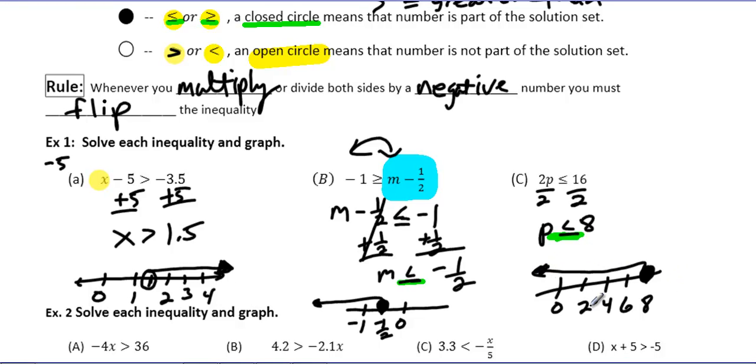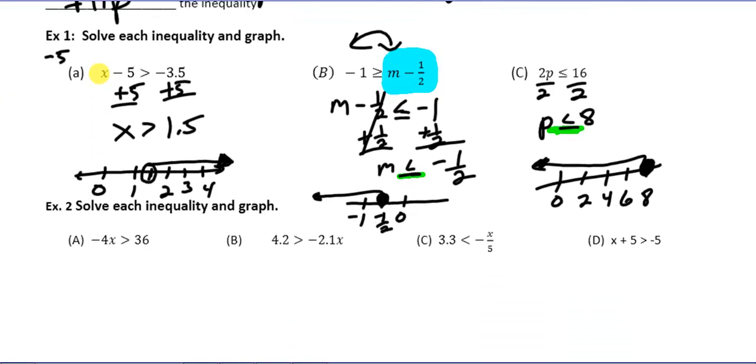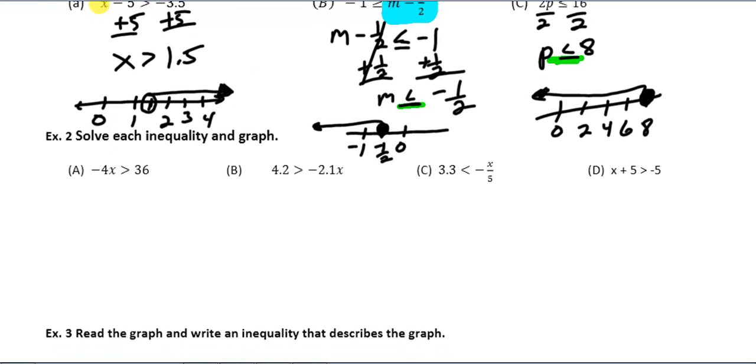So again, what this means is when we draw this arrow, every point, every number that falls under the arrow is a solution to the inequality. For example, if I take the number 2 and put it in, 2 times 2 is 4. 4 is less than or equal to 16. And so will every other number that's under that line. Alright, let's move on. Example 2.